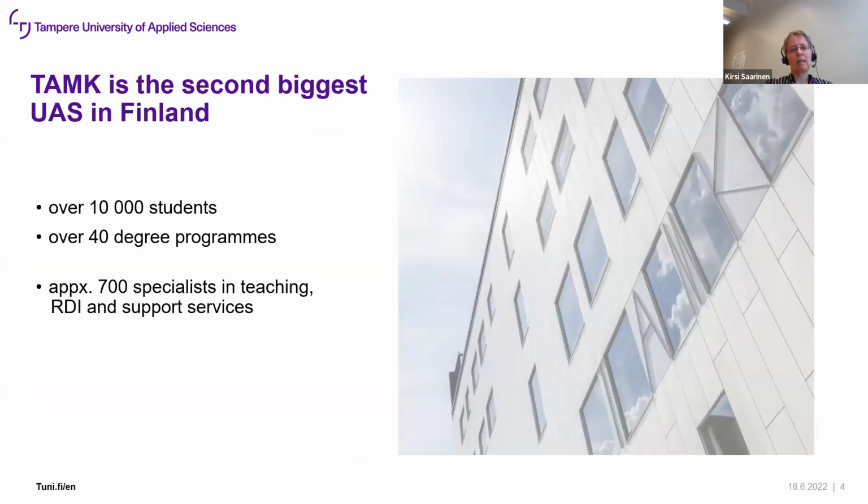In Finland, we are the second biggest university of applied sciences. We have over 10,000 students at the moment, and there are over 40 degree programs, bachelor's and master's degree programs, in English and of course in Finnish as well. And we have approximately 700 specialists in teaching, research, development, and innovation, and also in support services.